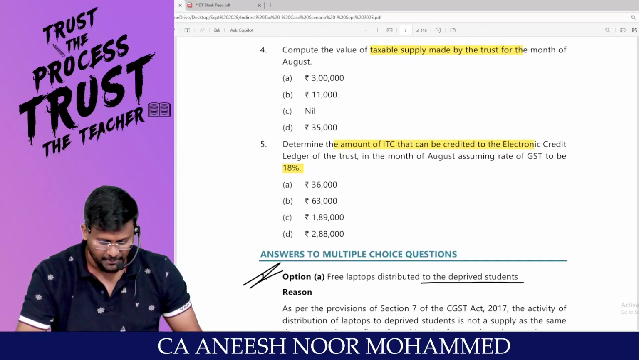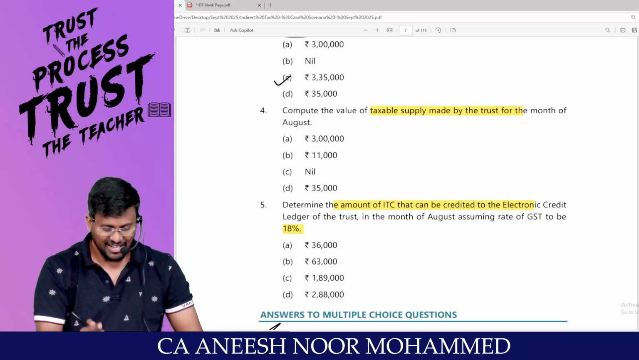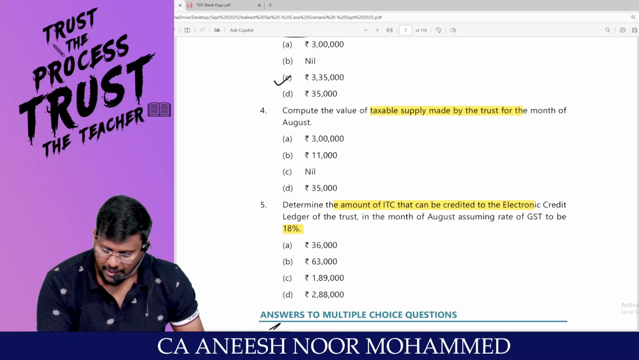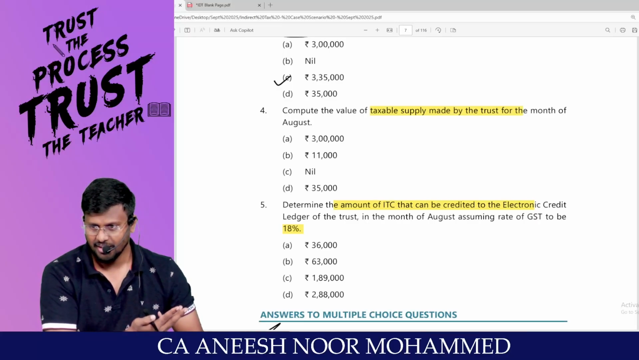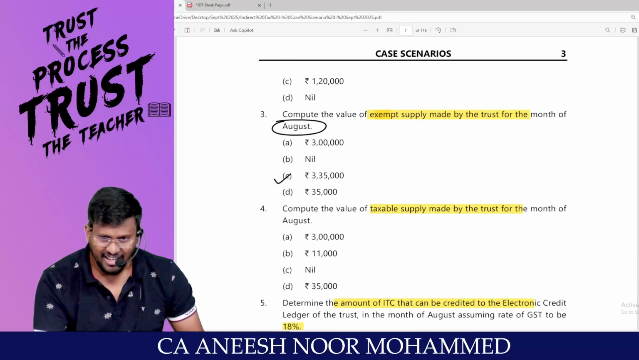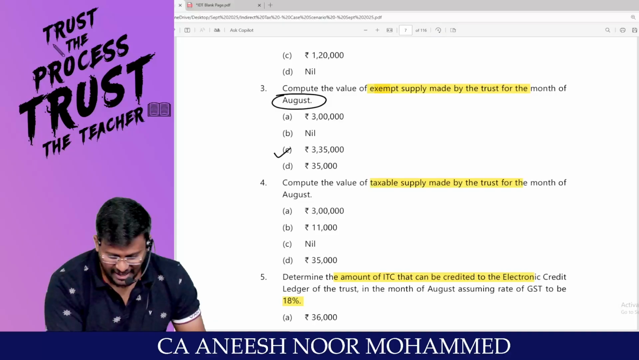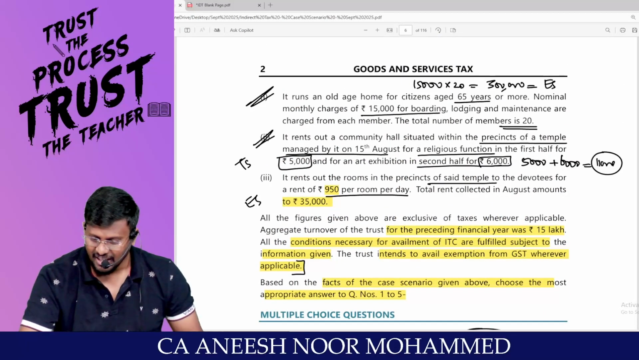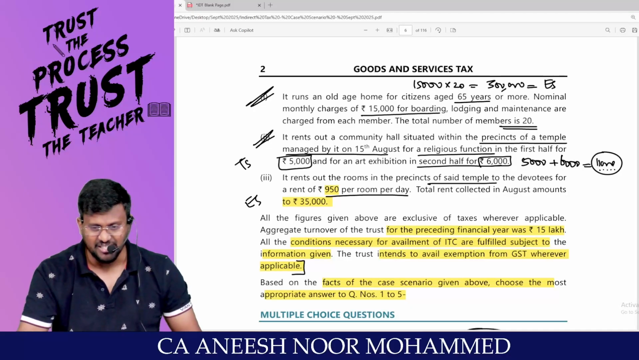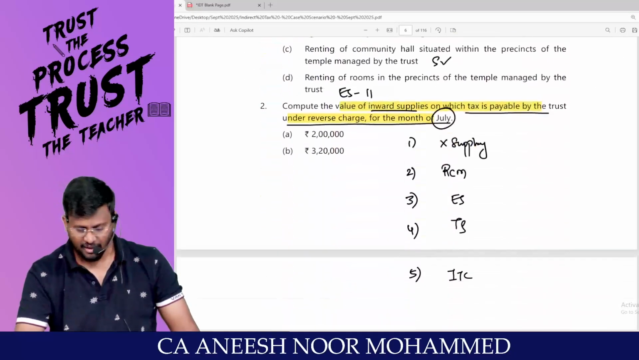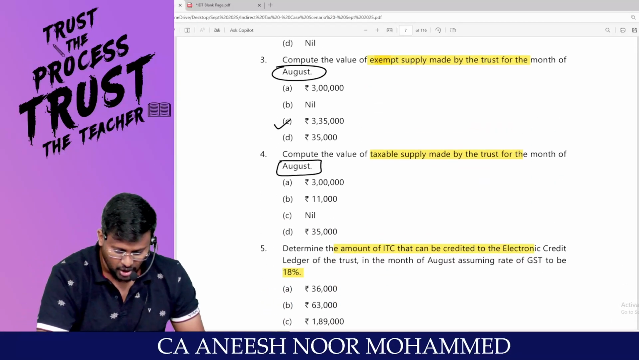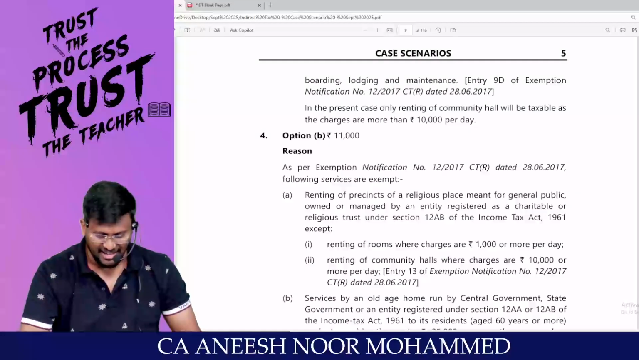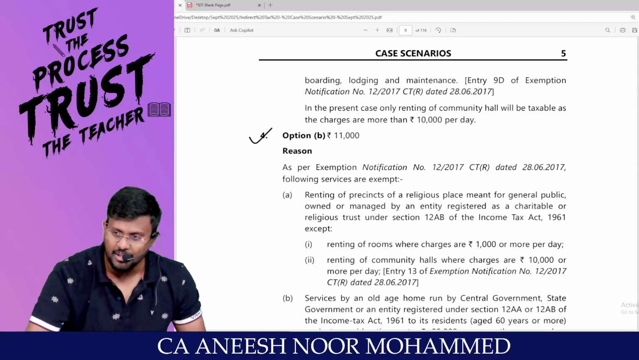Are you all really with me? Coming to the fourth one. Compute the value of the taxable supply. Out of 3 things, 2 things are exempt supply, and again they are asking for August only. What is the taxable supply they are asking? 11,000 rupees is the taxable supply they have made. Am I right? Only one thing remaining. Is there any option of 11,000? So according to me, 4B should be the answer. Right, sir? 11,000 is the answer.